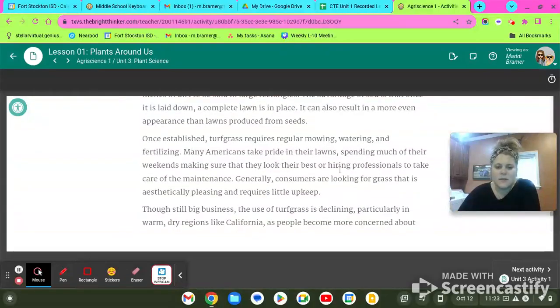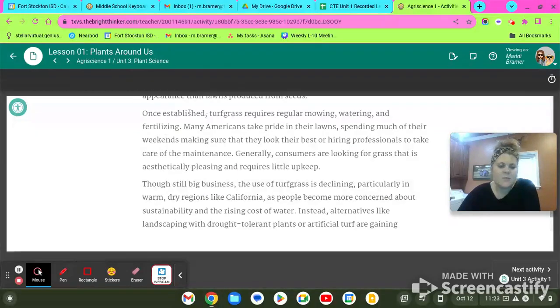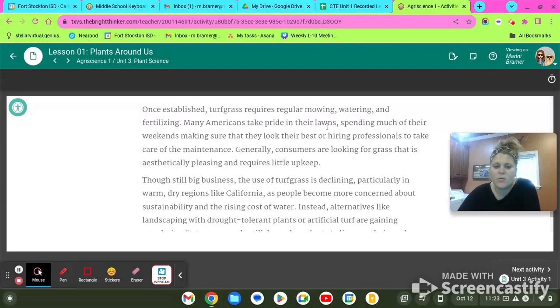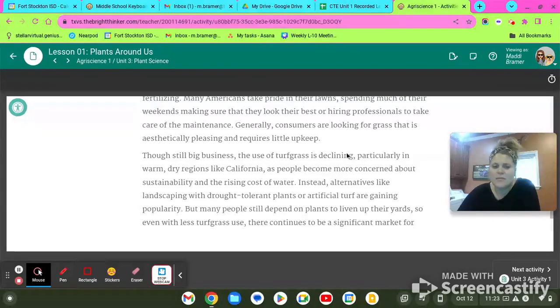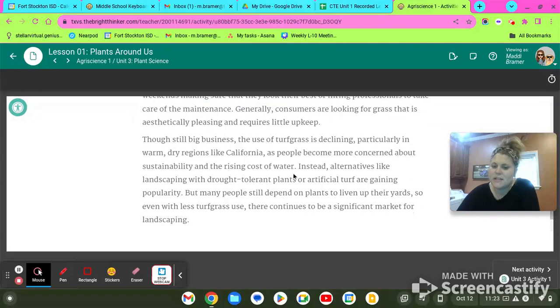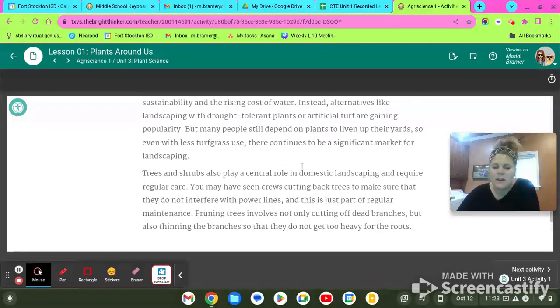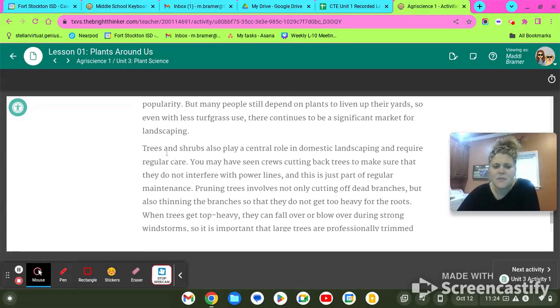So let's go down. I'm just trying to hit the important parts. Talks about lawn care. A lot of people take really great pride in their lawns. That's what goes with mowing and watering, and that's the whole turf grass industry. It's a big business, and all of that comes through just that turf grass. Think of lawnmower sales, think of repairmen. So again, that just shows how broad agriculture is and how broad the jobs are for agriculture. So then we've got trees and shrubs.